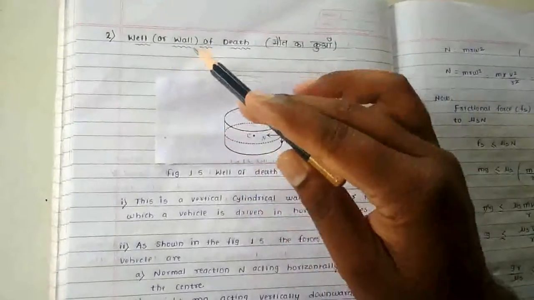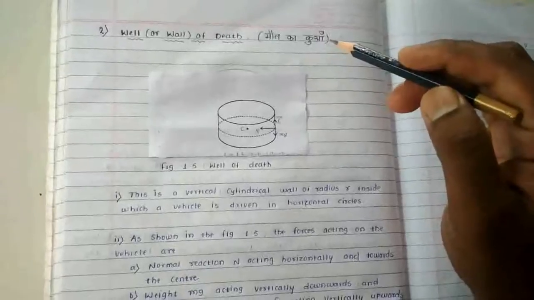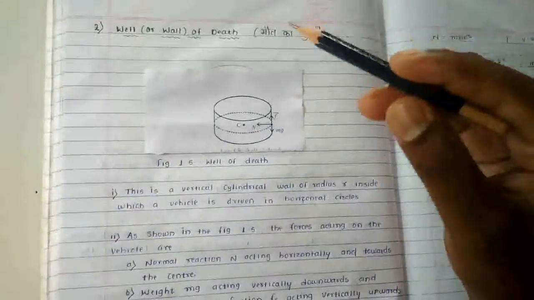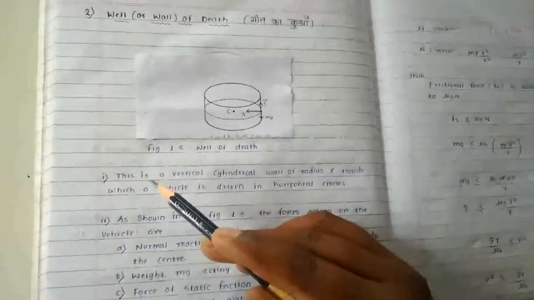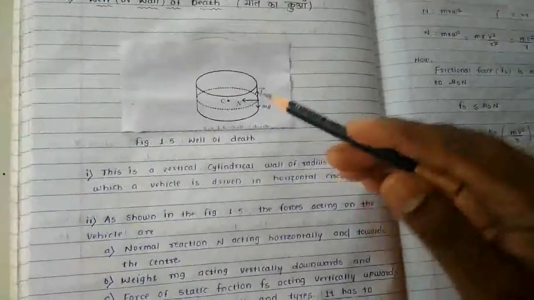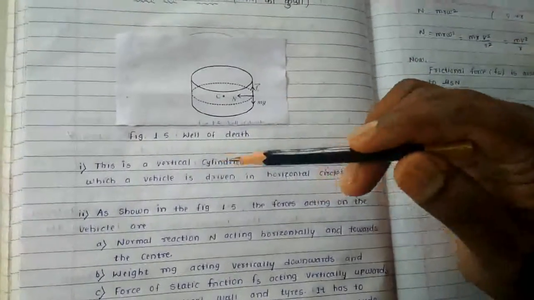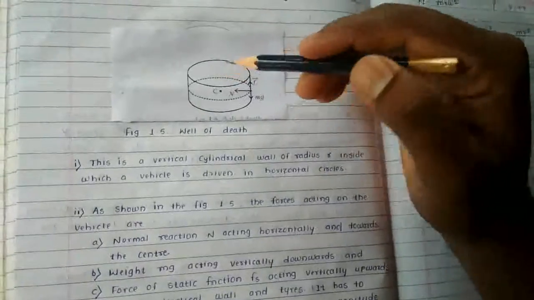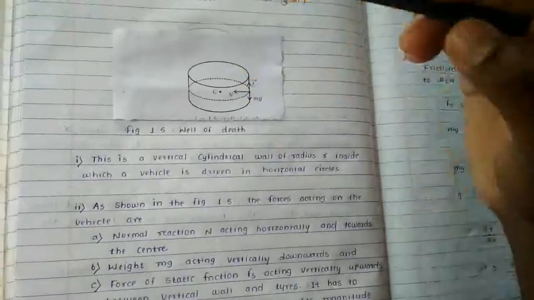Second application is the well of death, that is the maut ka kuwa. You most of the time see the maut ka kuwa in circuses. So let's start. This is the diagram of the well of death. This is a vertical cylindrical wall of radius r, inside which a vehicle is driven in a horizontal circle.